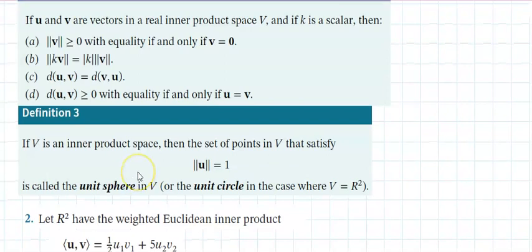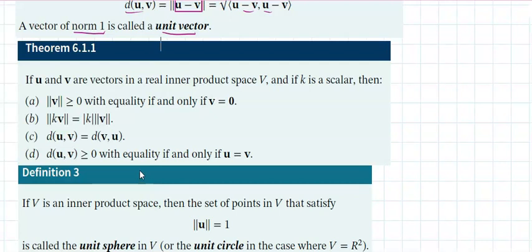Now, I don't think we're going to get to definition 3, but just in case, depends on how long it's going to take. If u and v are vectors in the inner product space V, and if k is a scalar, then the magnitude of v is bigger than or equal to 0. Again, unless it is 0 itself, then it will equal 0. If you take the magnitude of kv, you just take the absolute value of k times the magnitude of v. That will work.